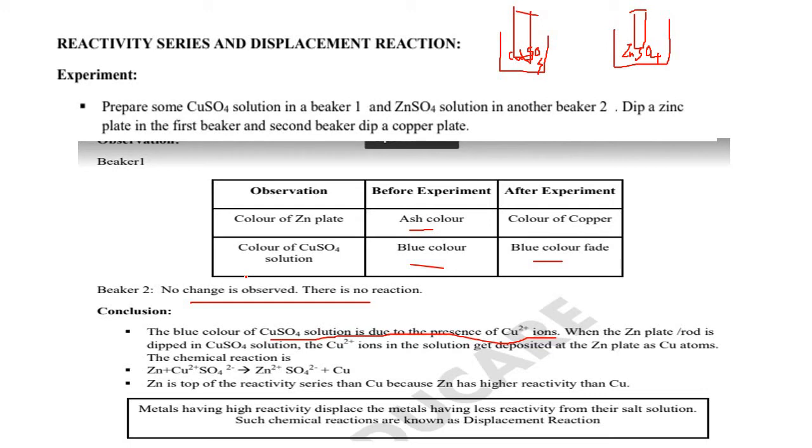So the copper from the copper sulfate solution got deposited on the zinc plate. That is, zinc displaced the copper from the copper sulfate solution. Okay, zinc removed this copper from this copper sulfate, and zinc came to the place where copper was. Displace means you remove that. Here zinc is so strong that it can displace copper from copper sulfate solution.